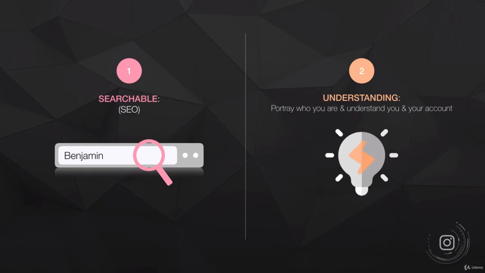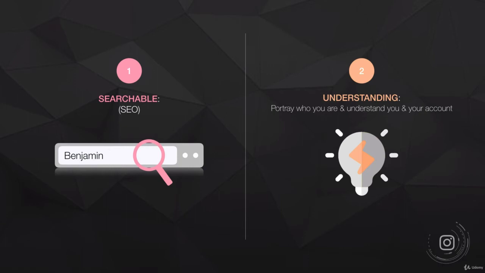So you want to make sure that it's SEO optimized, whether you're a brand, a themed account, whether you're a personal account. You want to make sure that you're searchable through your name, and it doesn't have to be the same as your Instagram handle. So one, you want to make sure it's searchable. Two, the other factor that we want to optimize for is that when people read the name of our account, they can understand who we are and what we do.